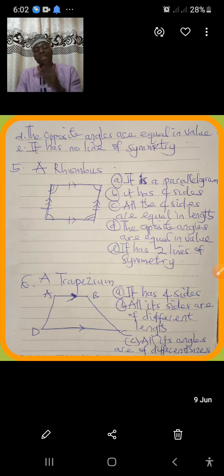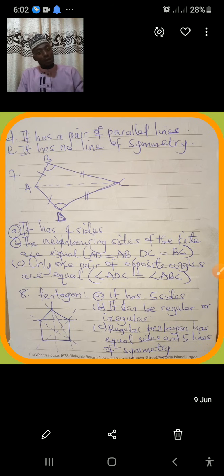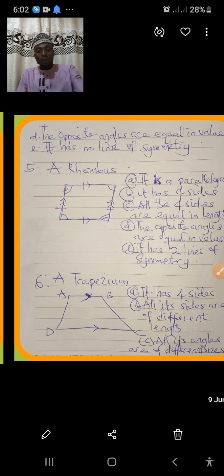If I say pair, it means two things, two lines. If I say a pair of trousers, I'm talking of two what? A pair of trousers means a trouser that has two legs. You understand? If I say a pair of shoes, it means two pieces of shoes. So I mean a pair of parallel lines. It has no line of symmetry. You can't divide it into two equal parts.